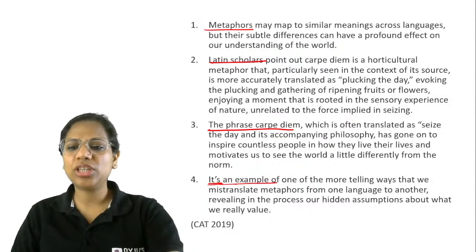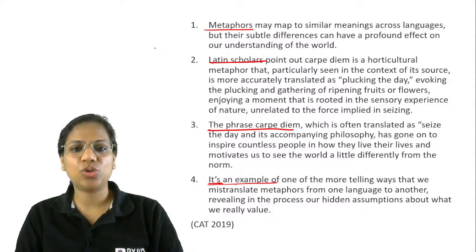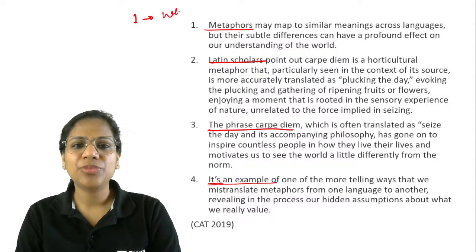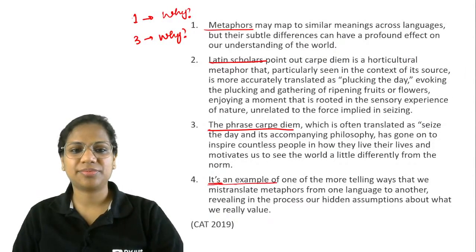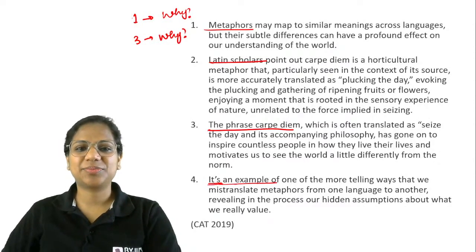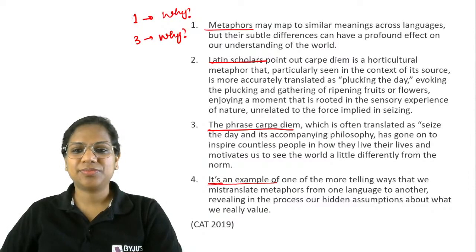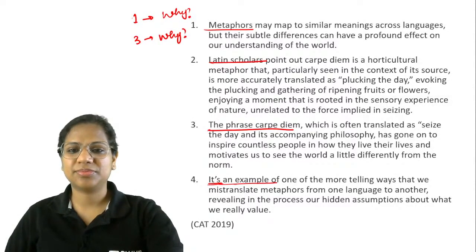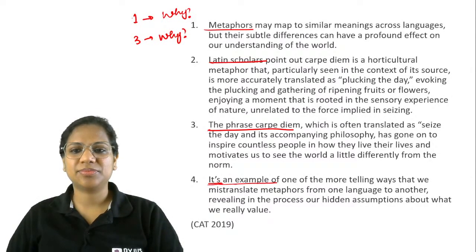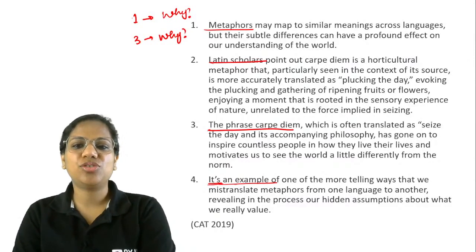Okay, so let's discuss this. Now, some of you think that 1 should be the opening sentence. Some of you think that 3 should be the opening sentence. So yes, please tell me, those who think 1, why? And those who think 3 should be the opening sentence, why? Yes, type in your reasons. Tell me. Waiting for your response.